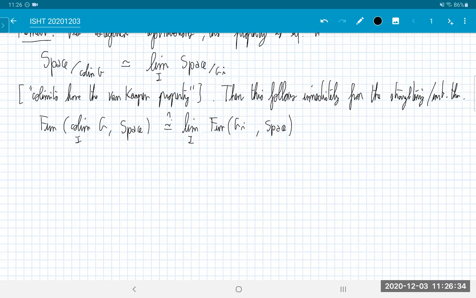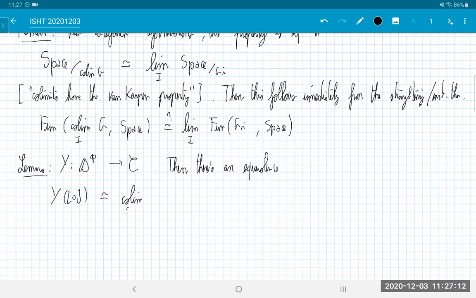Good. I'll need another technical lemma to prove the theorem. Actually, I'm probably going to be able only to prove the first part of the theorem, but that's okay, because that's the important part. We're going to see how to get the rest. So the other lemma is, suppose you have a simplicial space, or actually a simplicial object in every category, then there's an equivalence between y0 and the colimit over n of y of n plus 1, where I say n plus 1 as n with a point added at the end. This is a variant of the so-called extra degeneracy argument.